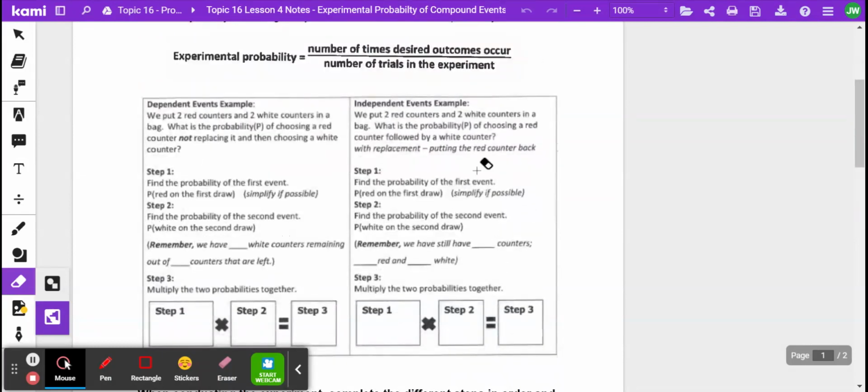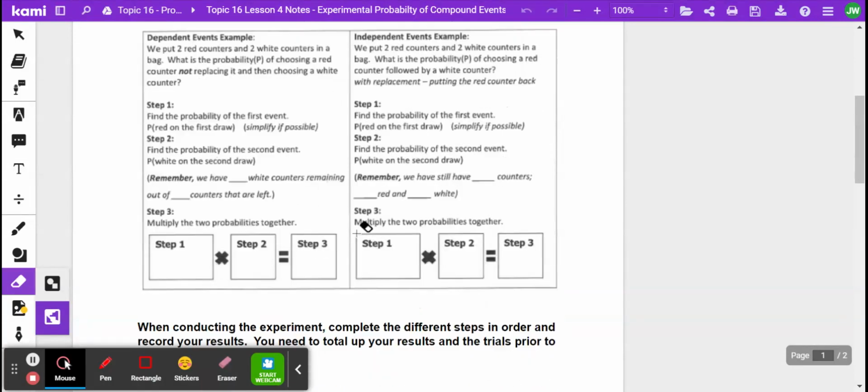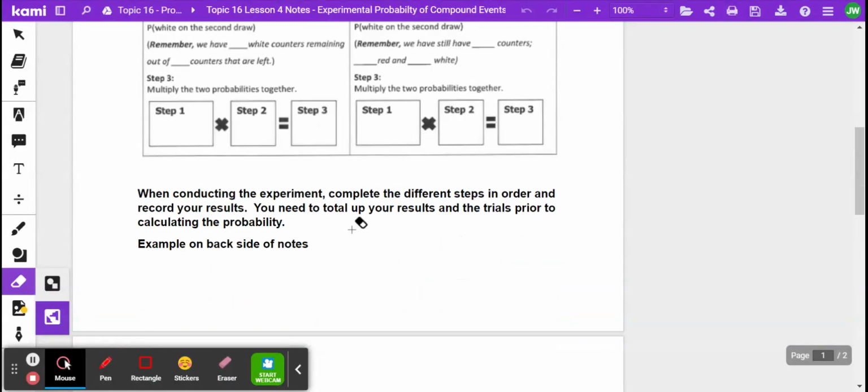So if you refer back to your notes from 3, you'll get these. These were the steps. When you have them, you multiply the probability of the first event times the probability of the second to get the total probability, and then you need to reduce it. So we're going to go to the back side.